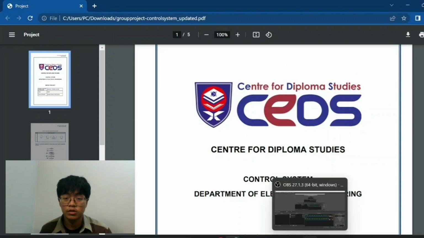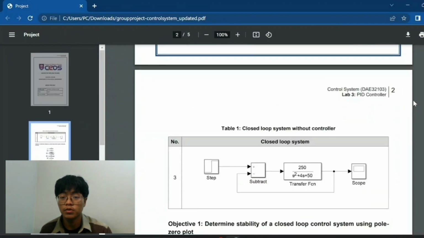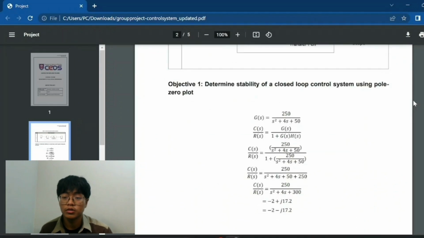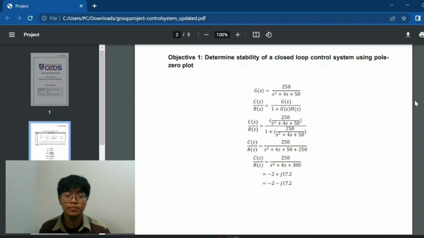First, for objective 1, the mathematical calculation. So, the calculation is used to determine the poles and zeros. So, the transfer function given is GS equal to 250 divided by S exponent 2 plus 4S plus 50. So, the feedback formula that we use to get the answer for this mathematical calculation is CS over RS equal to GS divided by 1 plus GS times HS.